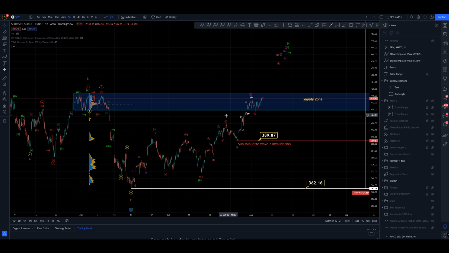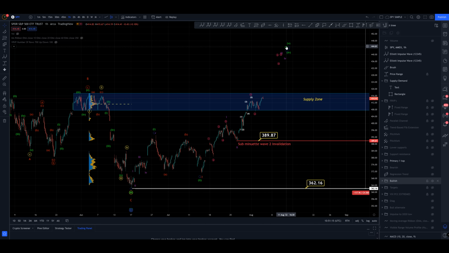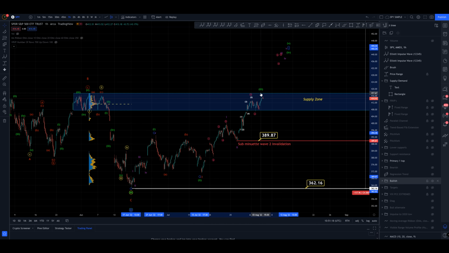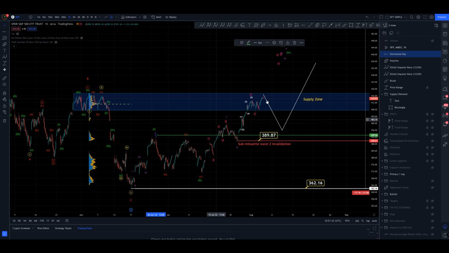Now you could argue that if we did go 1, 2, 3, 4, 5, and we had a shorter 3 than the 1 but a shorter 5 than the 3, you could squeeze all of subminuet degree into here. But it's not very pretty, it's not very convincing, it definitely doesn't look like a typical extension at that point, and then you still only have wave 3 at minuet degree, which means you need to have a 4 and a 5 to come. At that point, any reversal here, you'll be looking at the top of the 1 as an invalidation point from the upside. So if you're coming back to here, this would be the invalidation point of the count.